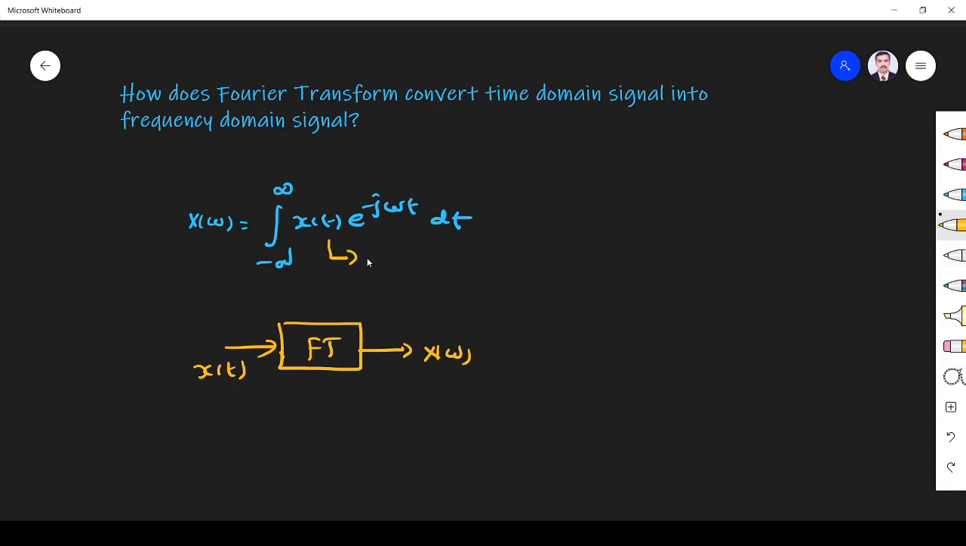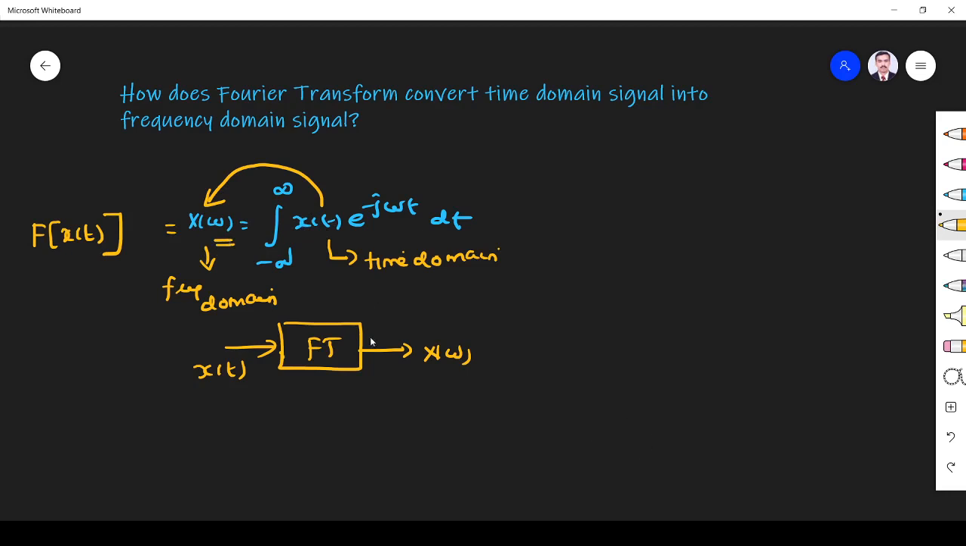So this is our input time domain signal. It's a function of t, so it is a time domain signal. After taking the Fourier transform, what you get is the frequency domain. It is a function of omega. X is a function of omega, so it is called the frequency domain. So X of omega is nothing but the Fourier transform of x of t. This we know. The question is how this equation gives omega.